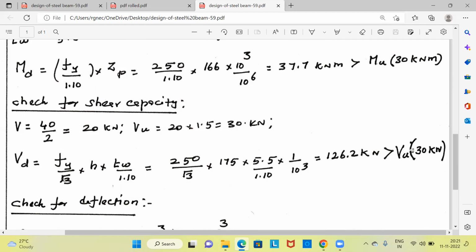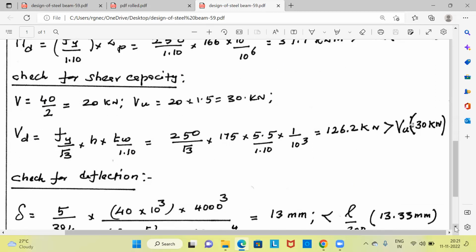Fy by root 3 is taken as such into H, that is full depth of the section, H into TW, that is thickness of the web. Of course, the material factor of safety should be taken, that is equal to 1.1. This is applied on Fy. This is equal to 250 by root 3 Newton per millimeter square. This is in millimeter. This again is in millimeter. So you are getting this in Newton. So to convert this into kilonewton, divide this by 10 power 3. It is coming to 126.2 kilonewton, greater than 30 kilonewton. Therefore, it has passed the check for shear capacity.